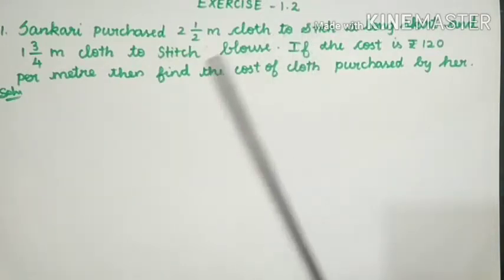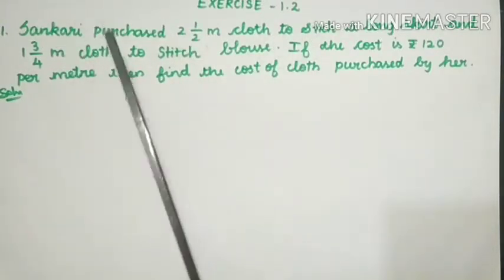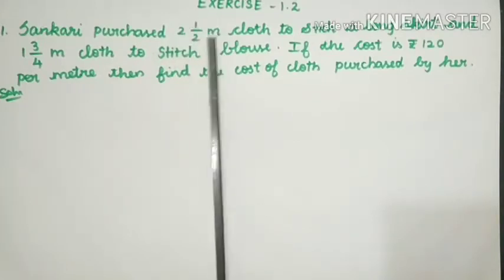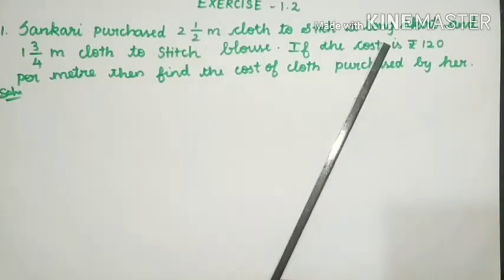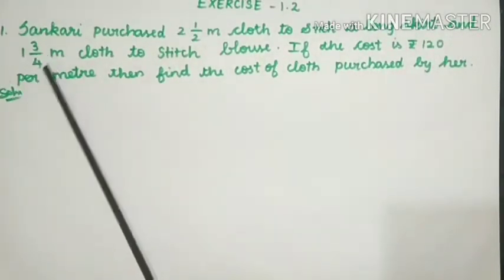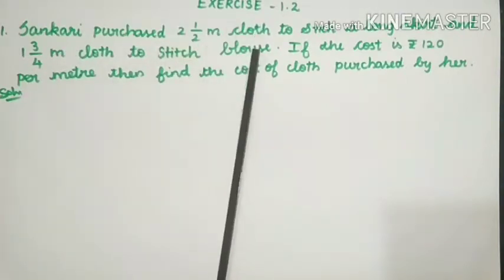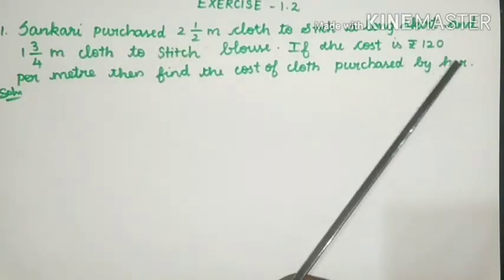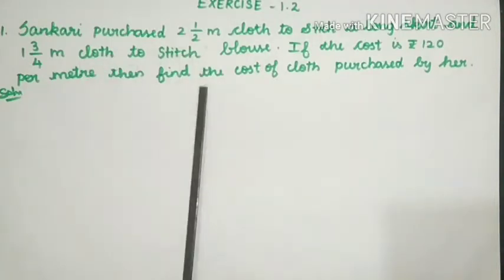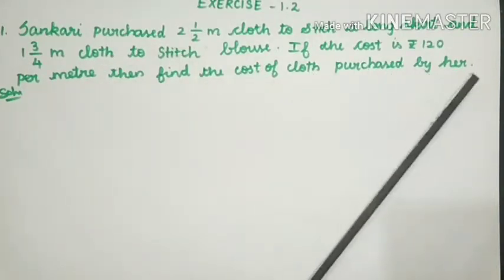Exercise 1.2. First sum. Sankari purchased two 1 by 2 meter cloth to stitch a long skirt and one 3 by 4 meter cloth to stitch a blouse. If the cost is rupees 120 per meter, then find the cost of cloth purchased by her.